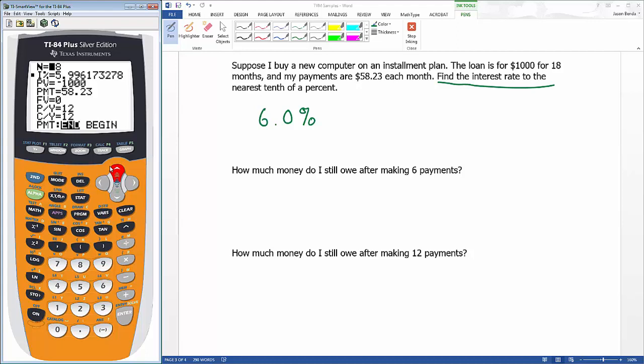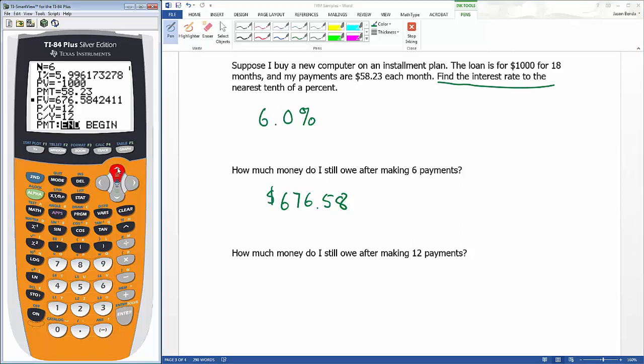This is a very simple problem for the TVM solver. All I have to do is change n to 6 and solve for the future value, which is no longer 0. It's $676.58. So if after I make that 6th payment of $58.23, that same day I say, okay, I'm going to pay off the loan, I've got to pay $676.58 to pay off the loan.